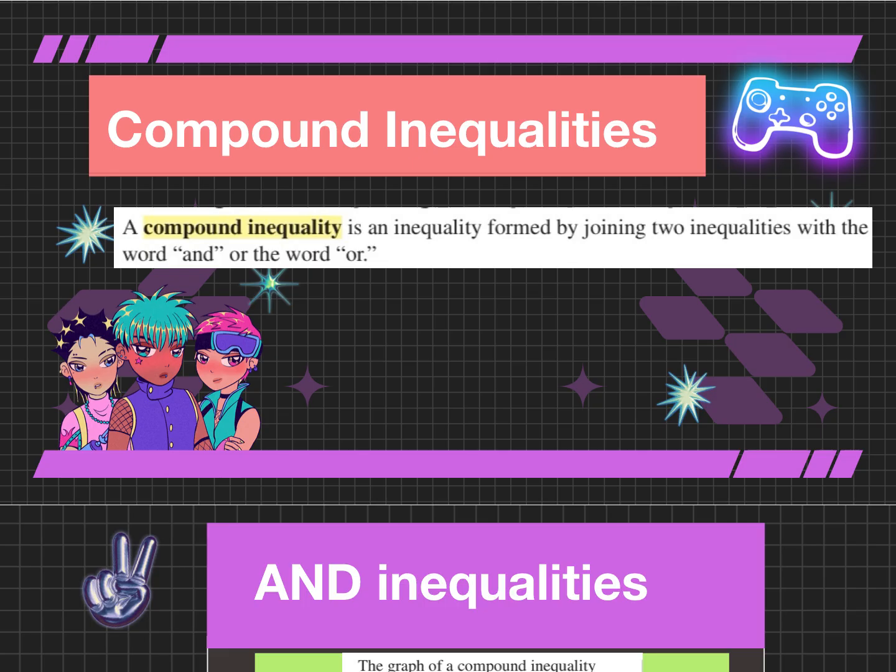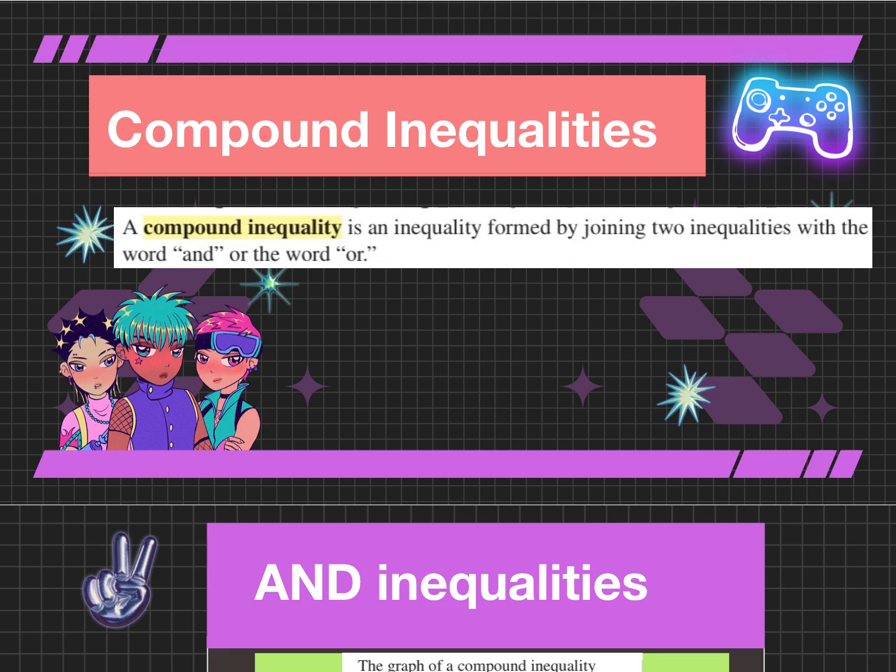If you said something like, I am going to eat popcorn at the movies, period. I am going to eat candy at the movies, period. Instead of saying it as two separate sentences, you could combine it into a compound sentence and say, I'm going to eat popcorn and candy at the movies, and you combined it with the word and. Well, a compound inequality is when you have two inequalities, and it's either going to be combined with the word and or with the word or.